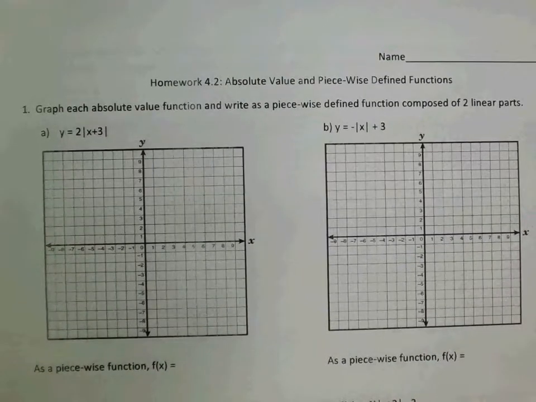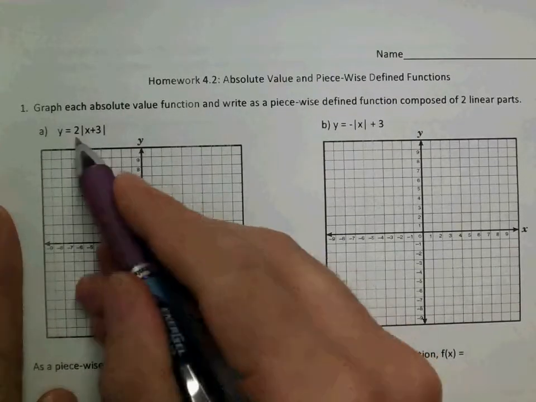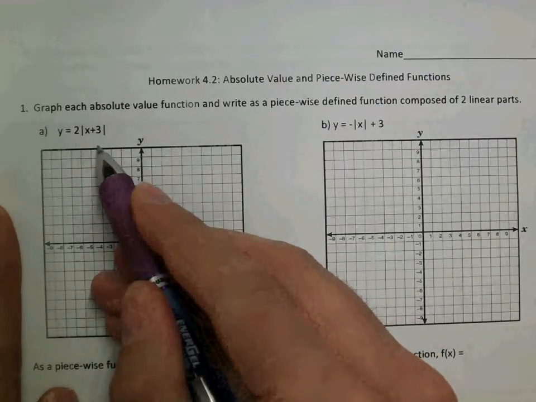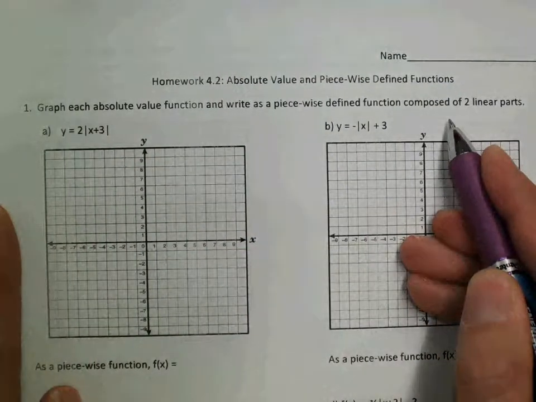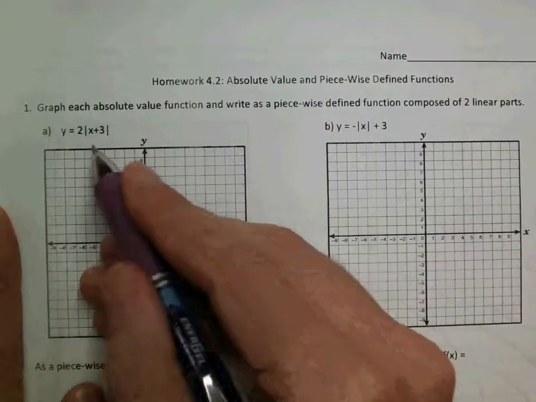In homework 4.2, we're dealing with absolute value functions and piecewise defined functions. I'll help you with a couple of them. Let's look at this one. This is 2 absolute value of x plus 3. It's just to graph it and write it as a piecewise function composed of 2 linear parts.